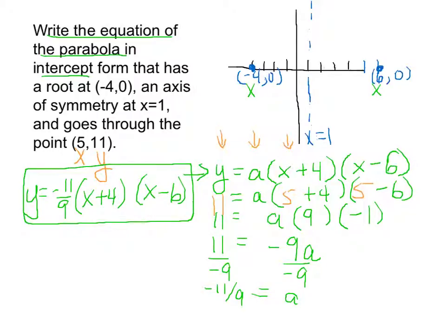You can always check your answer by entering your equation into the graphing calculator and looking to see, is your root truly at (-4, 0)? Is your other root at (6, 0)? And looking at your table, is (5, 11) included in your parabola? So that's a way to double check your work.